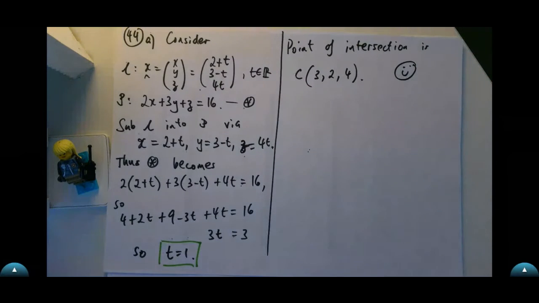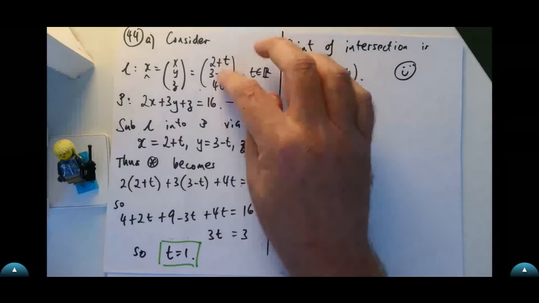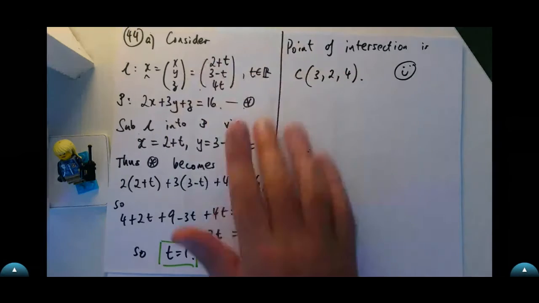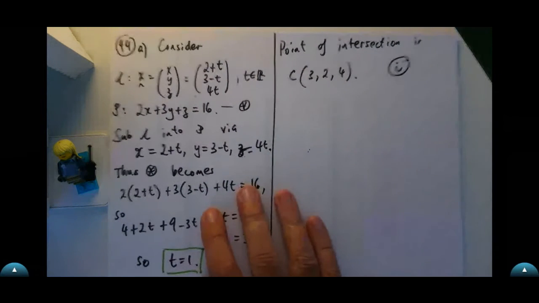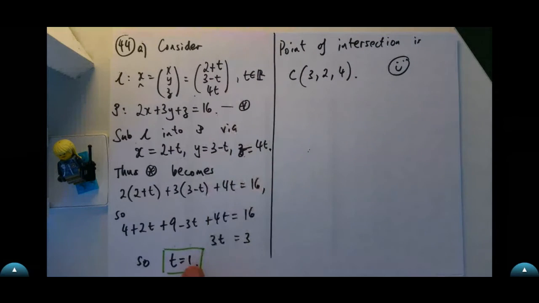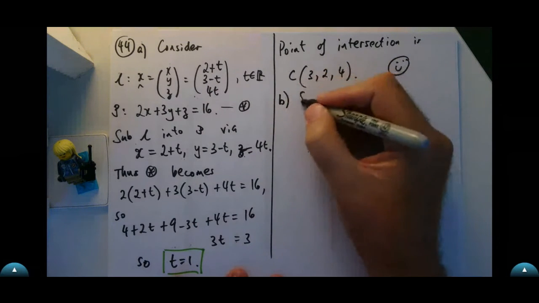So again, not a difficult question algebraically. It's just knowing that you can take these components and substitute them into the other equation to find the intersection points. And to do that, it's helpful if you know the value of the parameter at that point. Okay. So let's do part B. Part B is very similar.